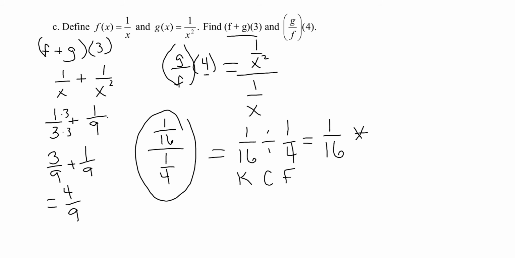So you flip the numerator and denominator. So we'll do times 4 over 1. And multiply straight across. 1 times 4 is 4. 16 times 1 is 16. So we get 4/16, but that simplifies to 1/4. So g divided by f of 4 equals 1/4.